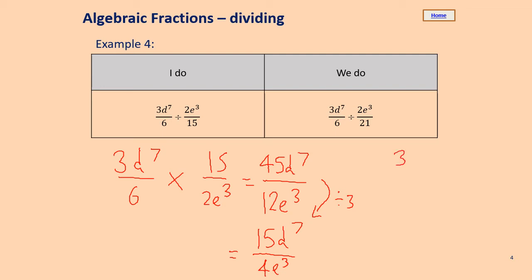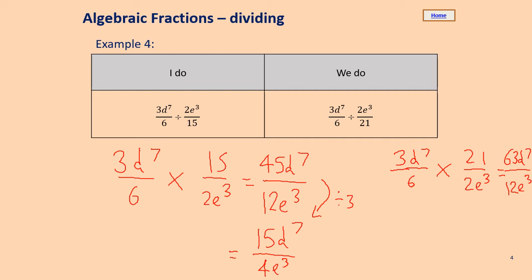Keep the first one the same. Flip the second fraction. Change the sign from divide to multiply. So 3d to the power 7 times 21 gives 63d to the power 7. And 6 times 2e cubed gives 12e cubed.